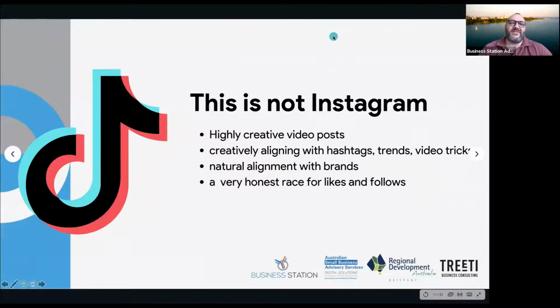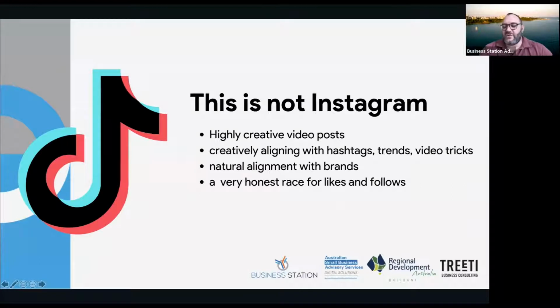Now, one thing is very important to understand about TikTok. It's not Instagram. It's highly creative video posts. It's not like going over, look at the sunset. Here's me under a waterfall taking a selfie. It's not about that, although it does have those elements in it as well. But that sort of content doesn't do particularly well on the platform because you can see that anywhere else.